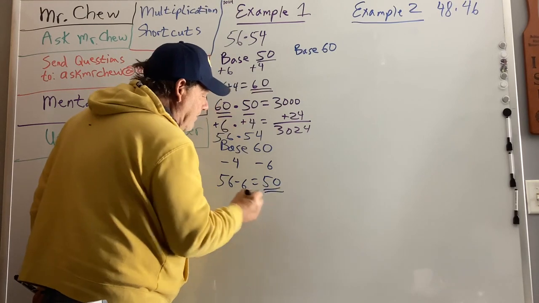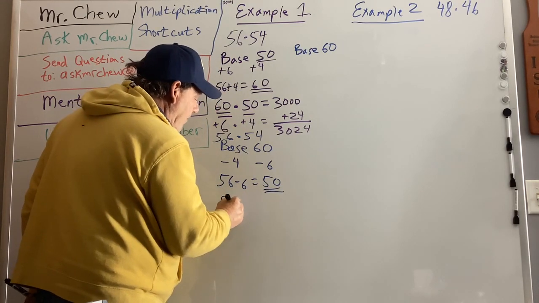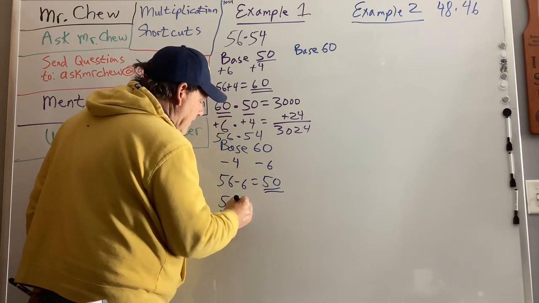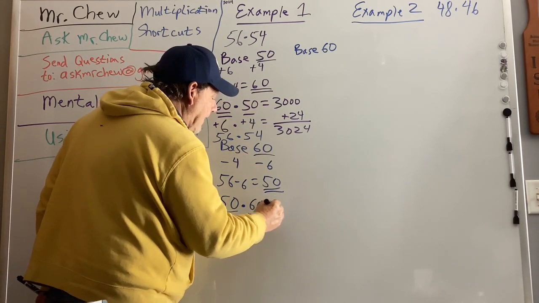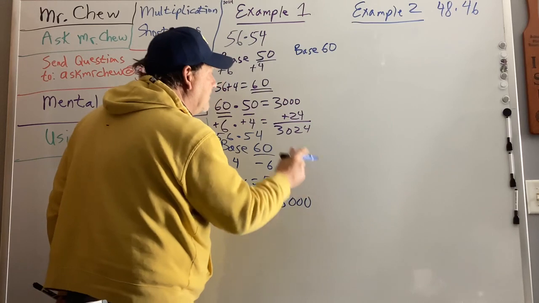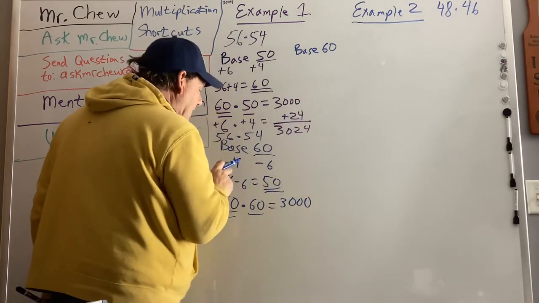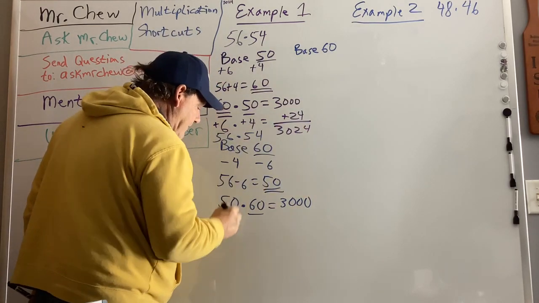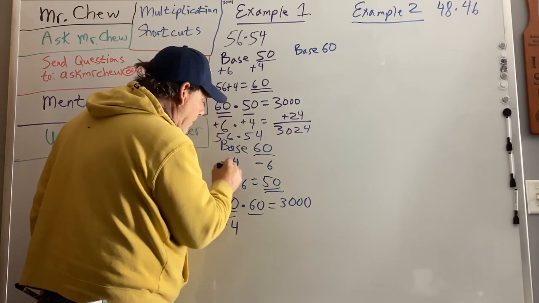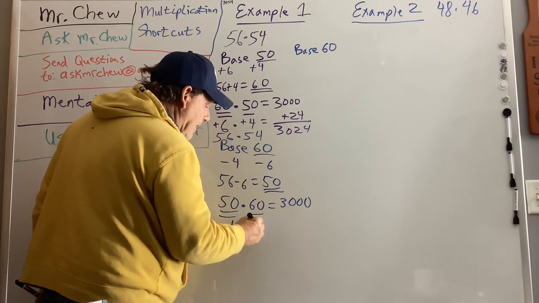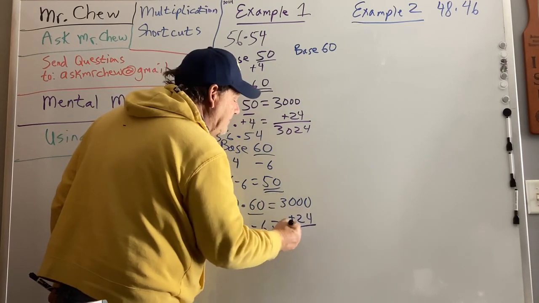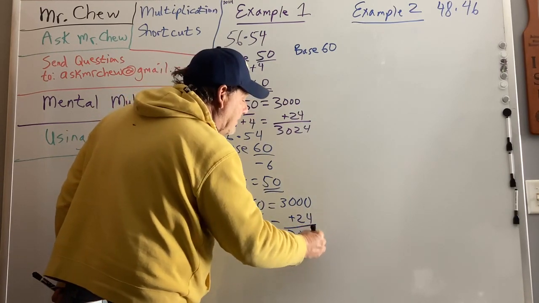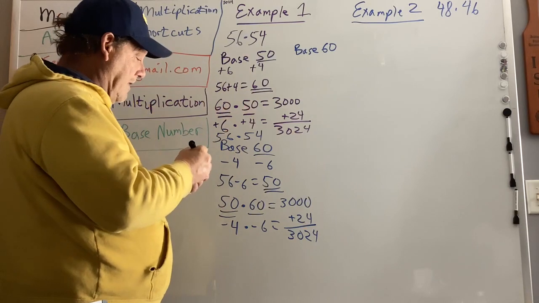So remember how we do this now. We take our 50 times our base, and that gives me my 3,000. Same numbers I had here. And then I take my negative 6, or negative 4, from my first one, times my negative 6 to give me my 24. And some people can do this in their head quickly.